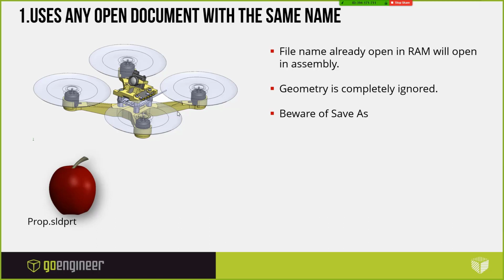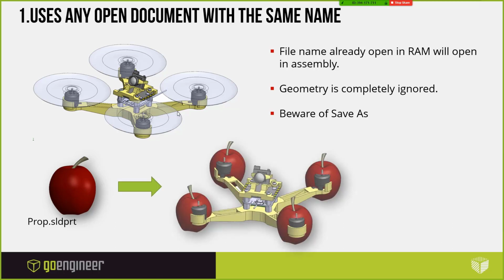We'll cover what happens with save as later on in this webinar. So in this case, I'm going to have an apple that was part of a little diorama, and the apple is called prop. If the file prop, that is the apple, is open, when I open up the assembly that contains a prop, it's actually not going to care about the fact that the geometry is different, and it's just going to go ahead and slap those apples right in there. The moment that you click save, now you've told SOLIDWORKS this is the file that is meant to be part of your assembly.